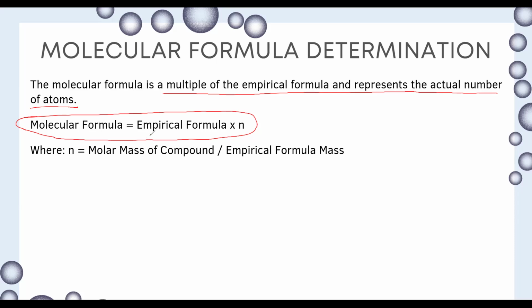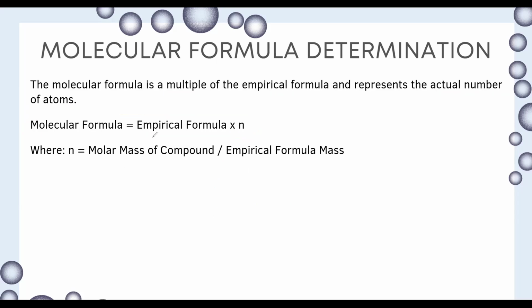Molecular formula is equal to empirical formula times n, where n is equal to the molar mass of the compound divided by the empirical formula mass. Okay, so this over here is the divide sign. What we're simply saying is, when you have the empirical formula and you are asked to calculate the molecular formula, this is the mathematical expression that you use.